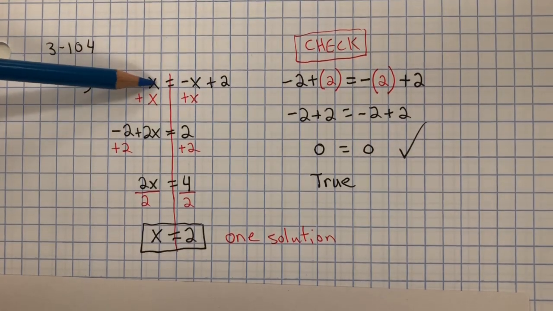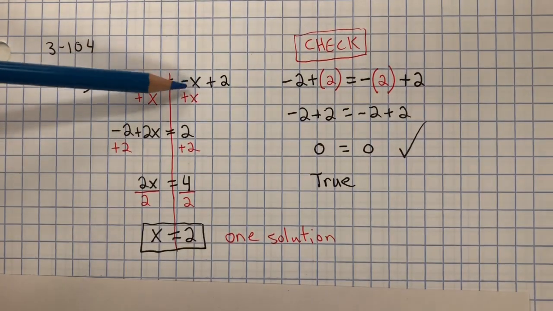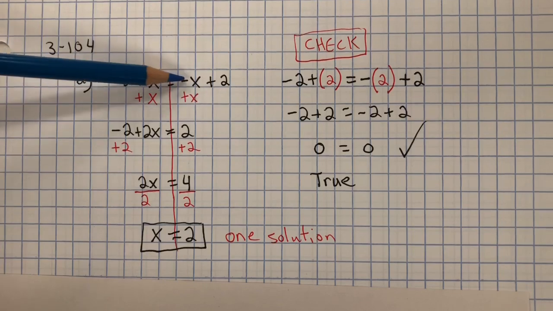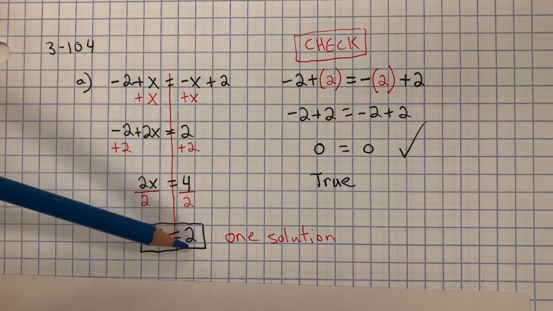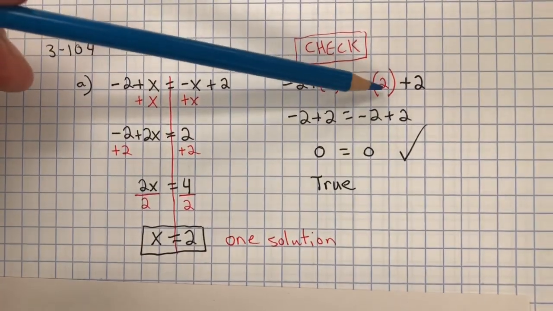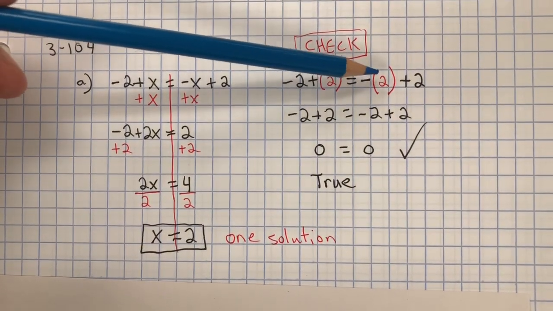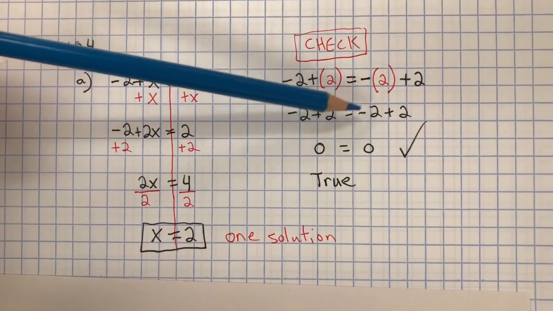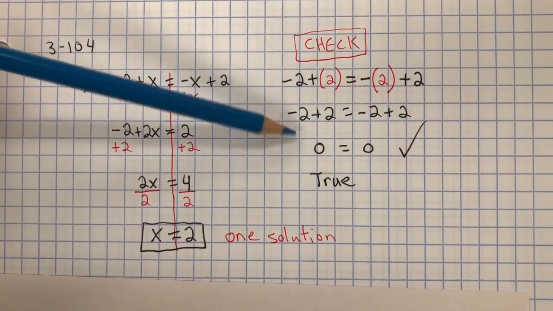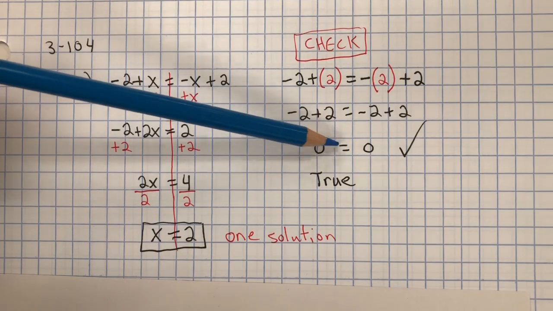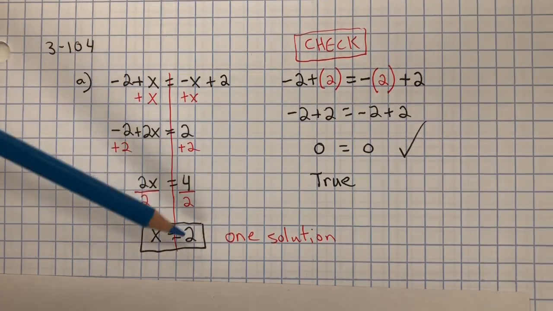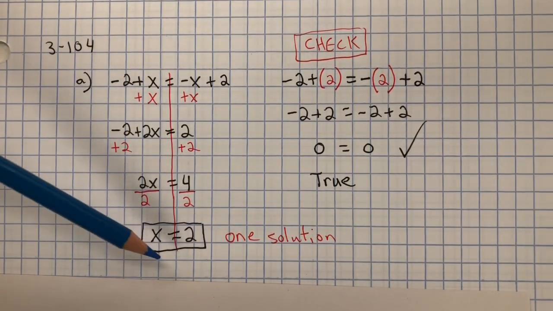So for x, I put 2. And this one, you have to pay really close attention to because it's a negative x, it's opposite of x. So I put it in parentheses and kept the negative on the outside. So the opposite of 2 is negative 2. And you see when we simplify it, 0 does equal 0, so it's true. So this solution does work.